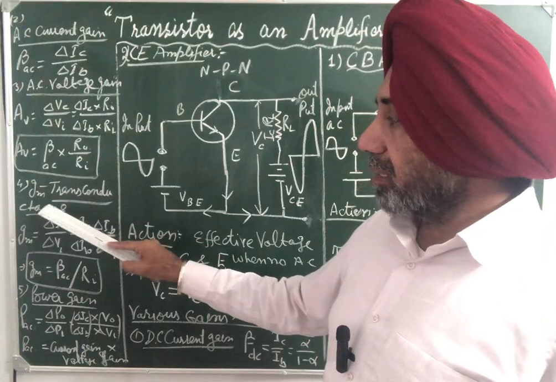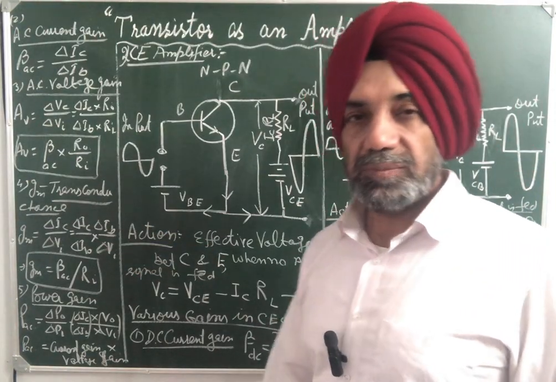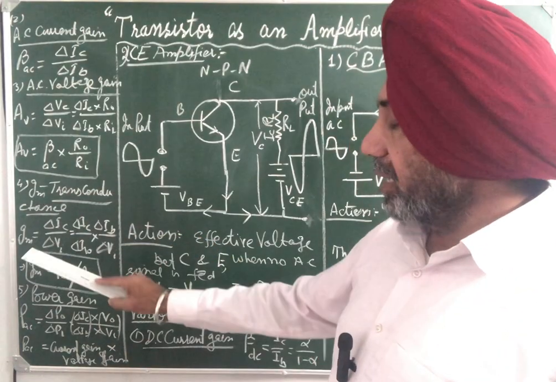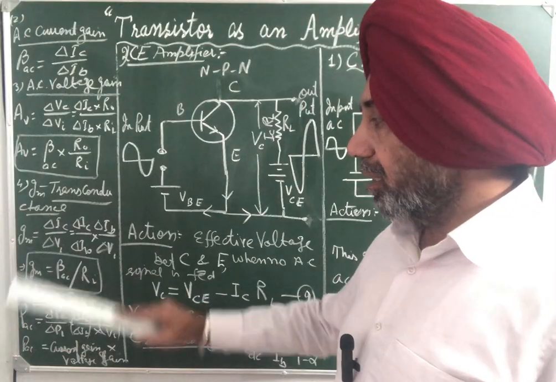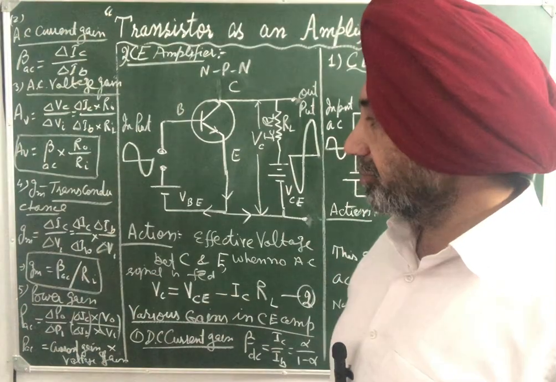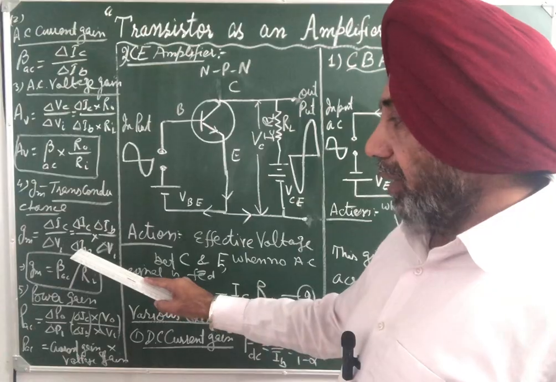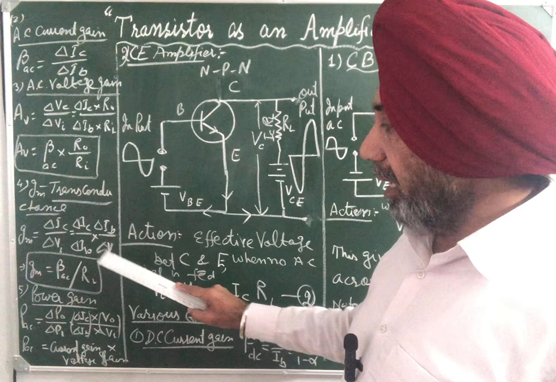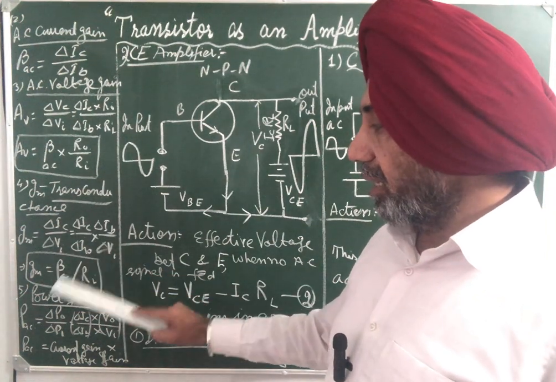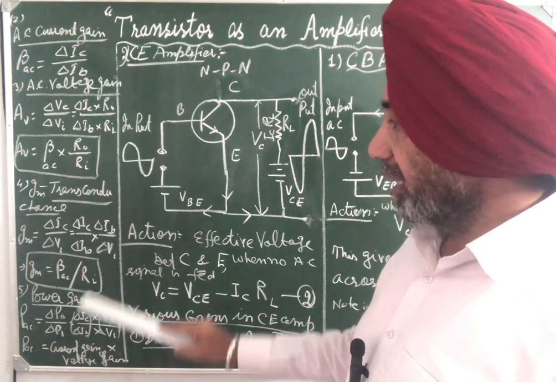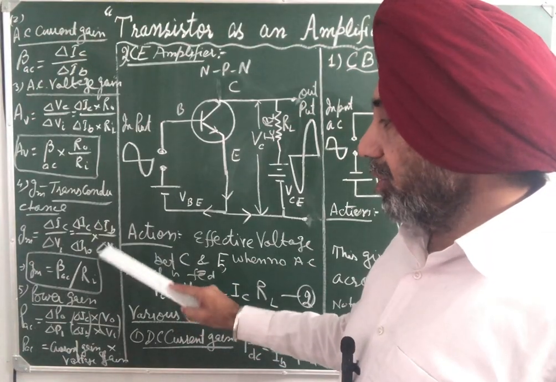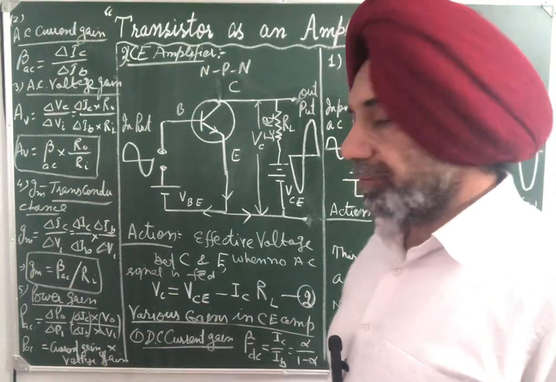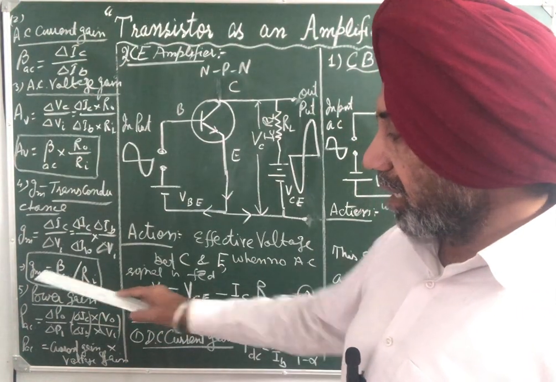Then transconductance Gm. These are some parameters. Transconductance Gm is defined as the ratio of change in collector current to change in input voltage. Multiplying and dividing by delta IB, we get delta IC upon delta IB, and delta IB upon delta VI. Delta IC upon delta IB is nothing but beta AC, and delta IB upon delta VI is nothing but 1 upon Ri. So Gm is equal to beta AC upon Ri. This is the expression for transconductance.